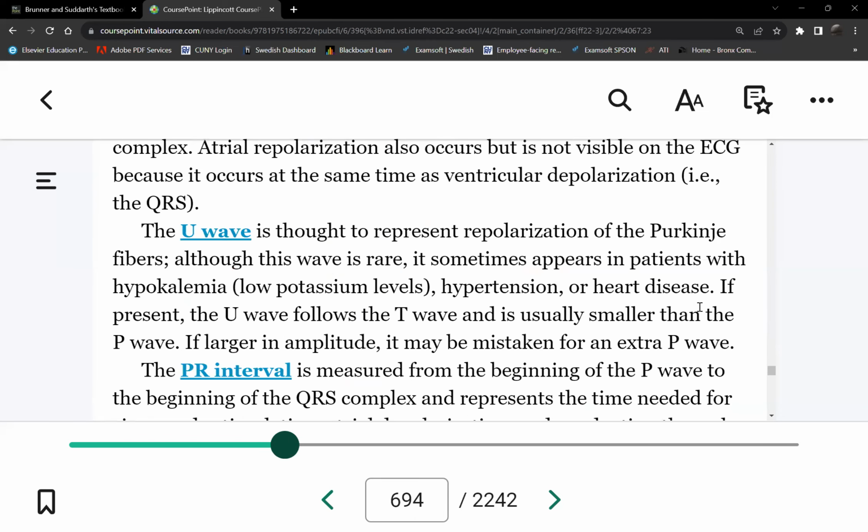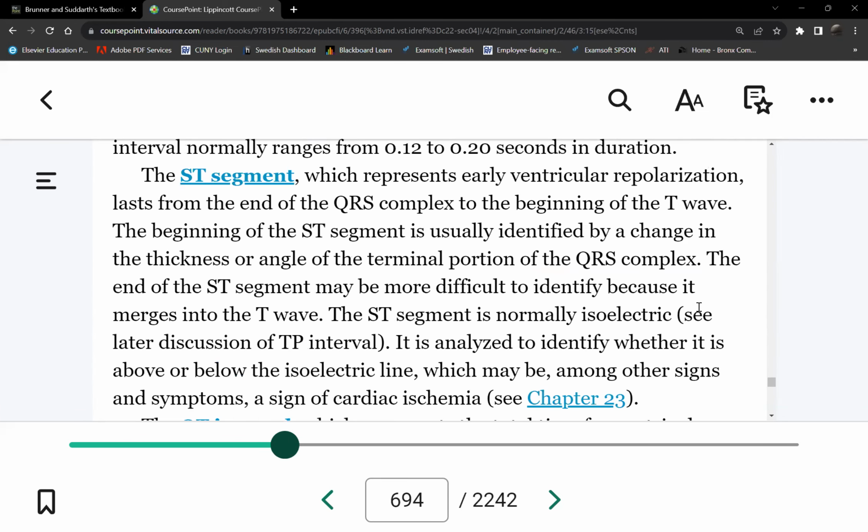Continue. The beginning of the ST segment is usually identified by a change in thickness or angle of the terminal portion of the QRS complex. The end of the ST segment may be more difficult to identify because it merges into the T wave. The ST segment is normally isoelectric. It is analyzed to identify whether it is above or below the isoelectric line, which may be, among other signs and symptoms, a sign of cardiac ischemia.